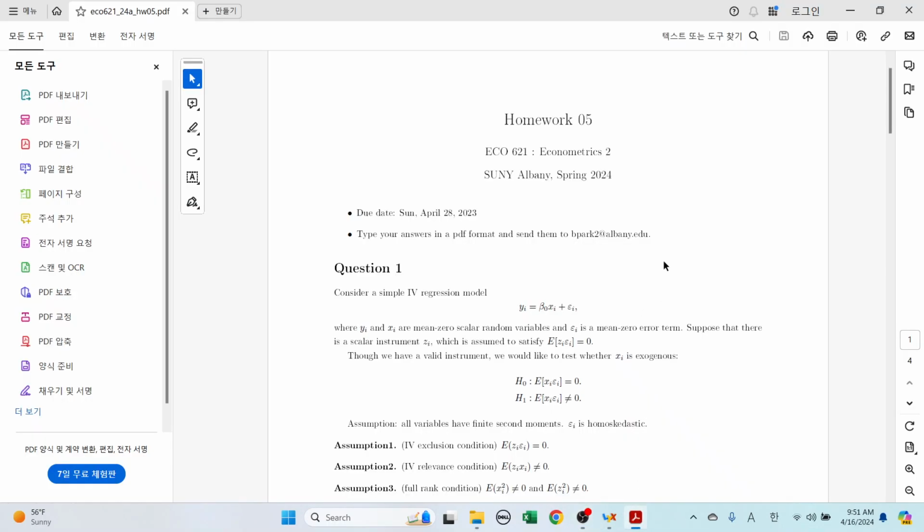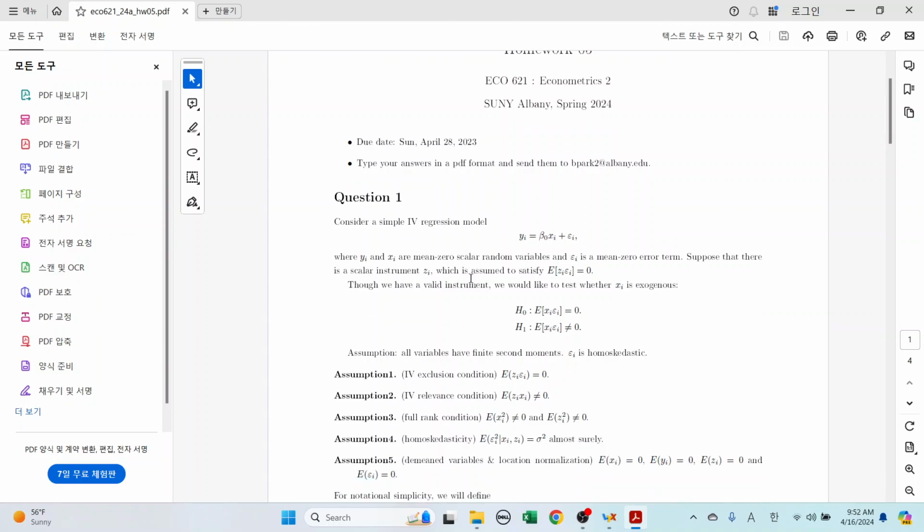Okay, so now we are going to study homework 5. Homework 5 is about hypothesis testing. I admit that this question will be really difficult, but this is the simplest possible example I could make, right? So there is only one regressor. Let me explain what we do.